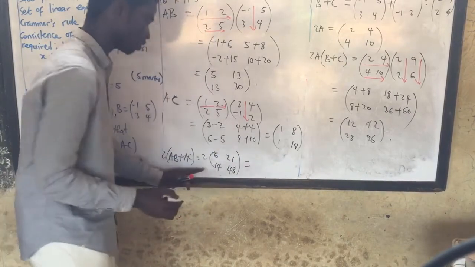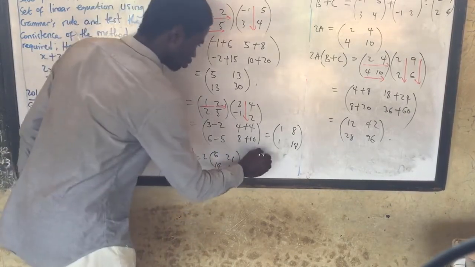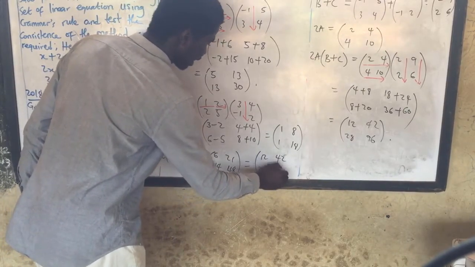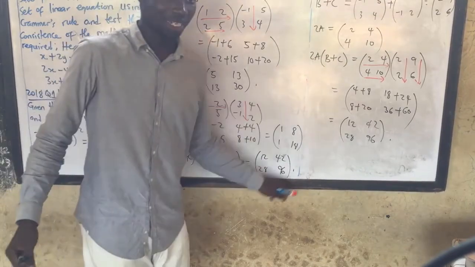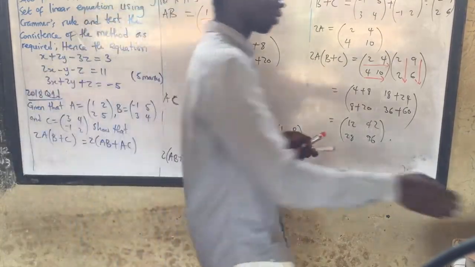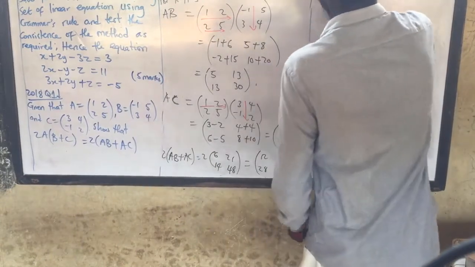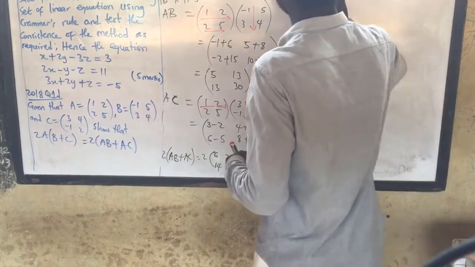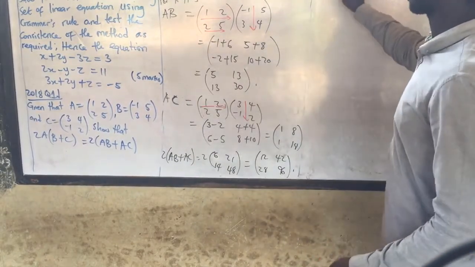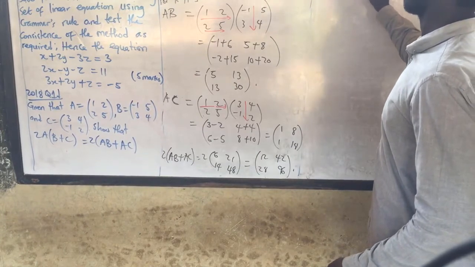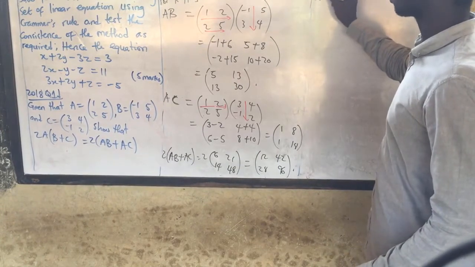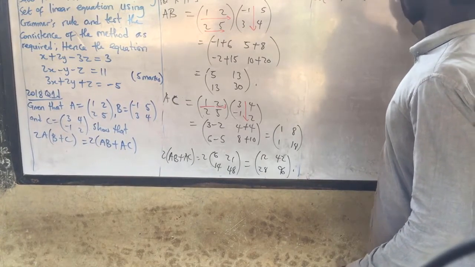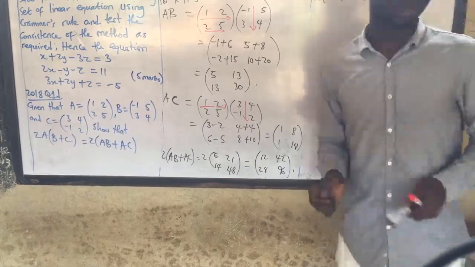So now let's multiply it. This one will give me what? 12, 42, 28, 96. So you can see that the left hand side is equal to the right hand side and they are the same. So I just round up since they asked me to show. Therefore, left hand side equals right hand side. And you can just conclude A(B plus C) is equal to AB plus AC. That's all.